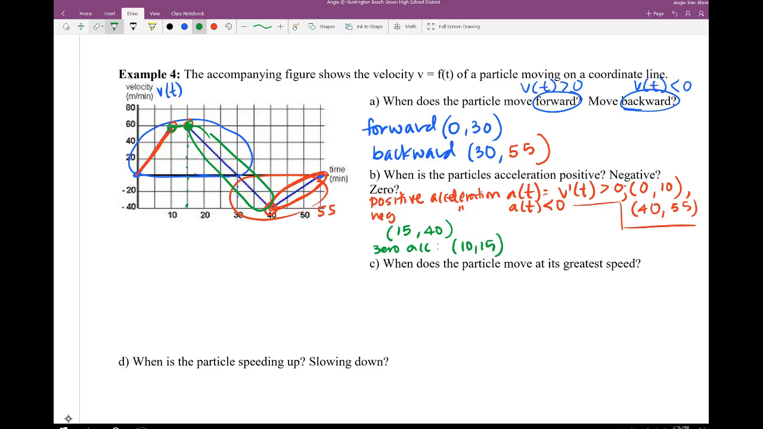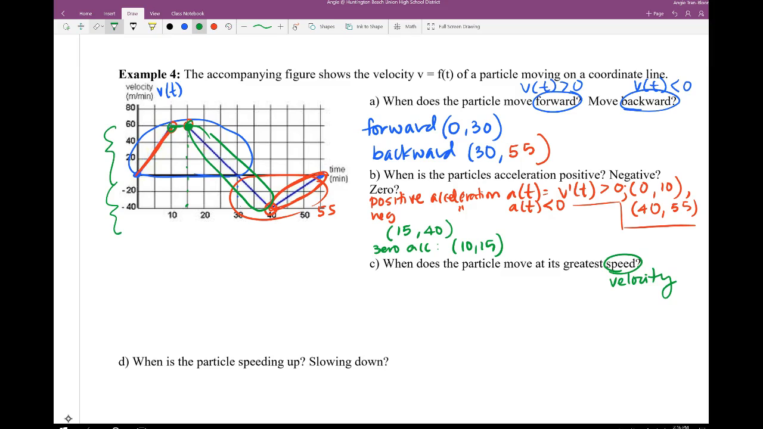When does the particle move at its greatest speed? Well, think about this. Speed is the same as velocity, except it always has to be positive. So if you look at the negative velocity here, the largest number is negative 40. If you look at the number up here, the largest number is 60.